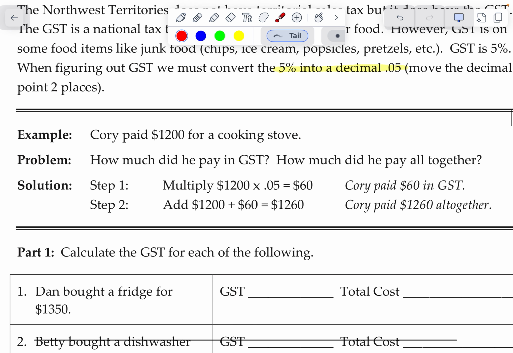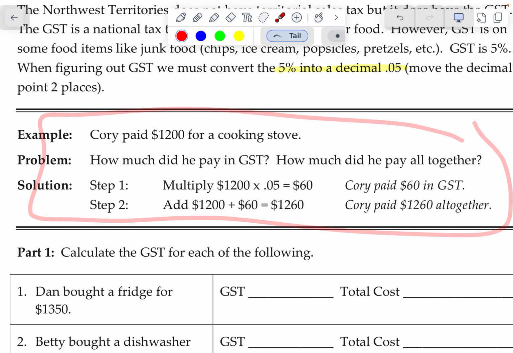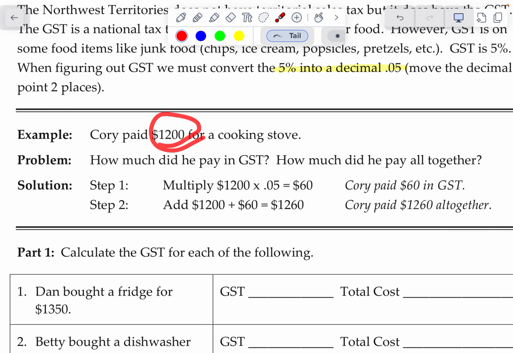So Corey bought a stove for $1,200. How much would he pay in the sales tax? So all you're going to do to calculate the sales tax is multiply by whatever the tax rate is. In this particular one, it's 5%. I think they use 5% down the page. And you get $60. So if you think about it, 1% is if you divide that thing by 100. So 5% is if you divide that thing by 100 and then multiply by 5, so 0.05.